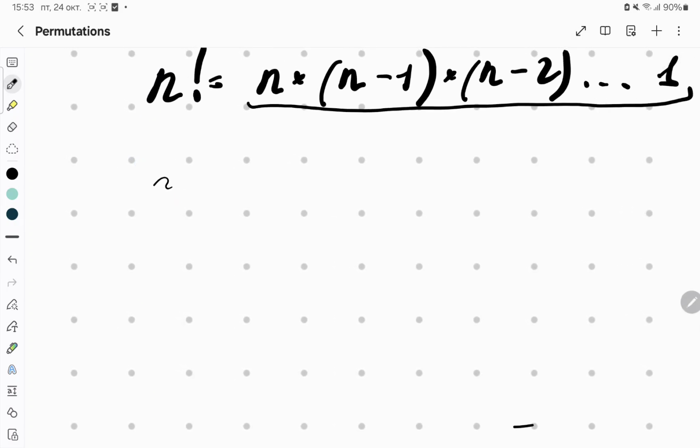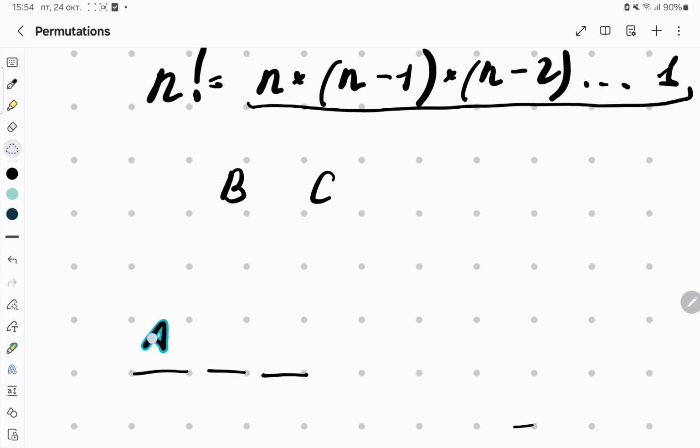Let's say that we have 3 letters. So we have letter A, letter B, and letter C. And we have to form 3-letter simple words. So we have the word, and we have to place these letters in this word. So the question is how many different words we can construct with these 3 letters.